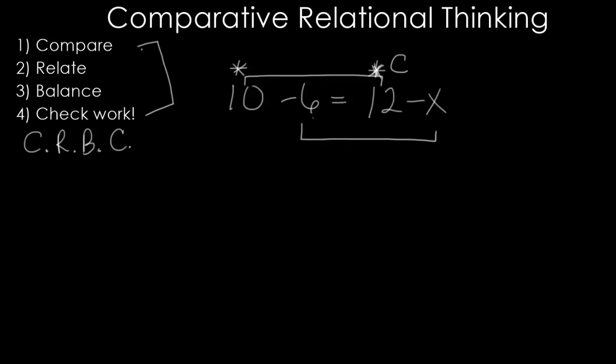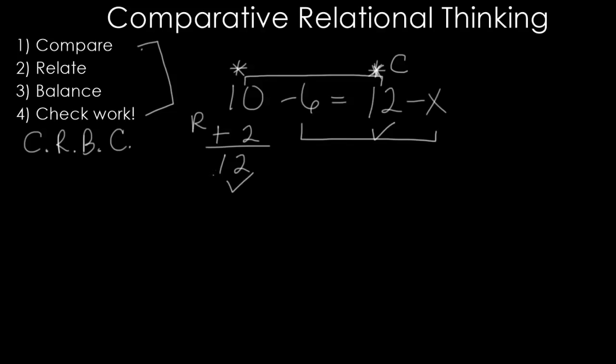Now we're going to relate the two. How does 10 relate to 12? What do we have to do to 10 to get it to 12? Well, we need to add 2, right? Because if we add 2 to 10, that gets us our 12. So our 12s are covered. Great, okay? So this is our R. This is how we related the two.